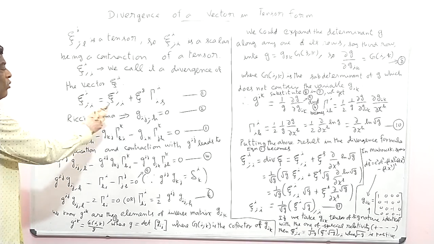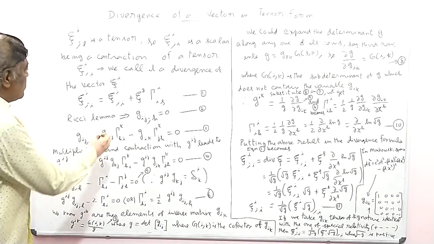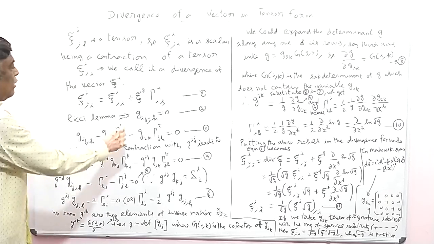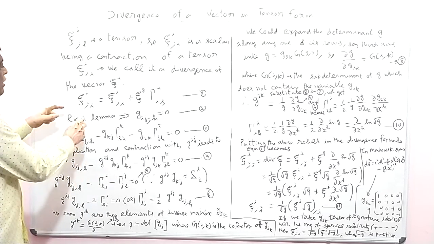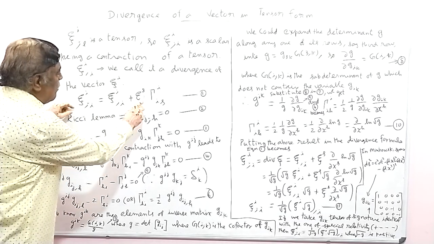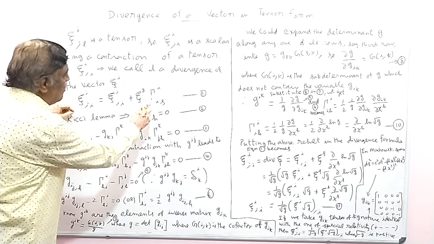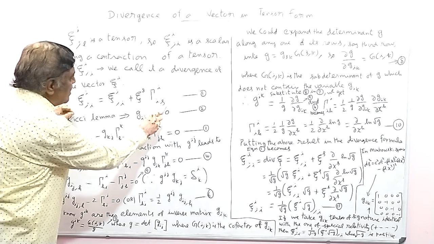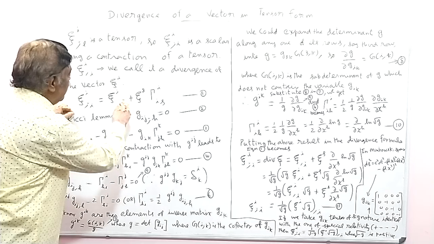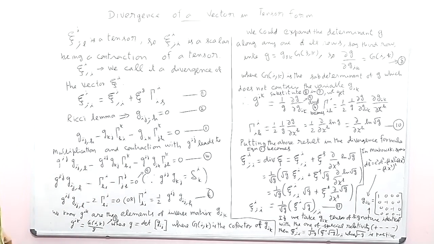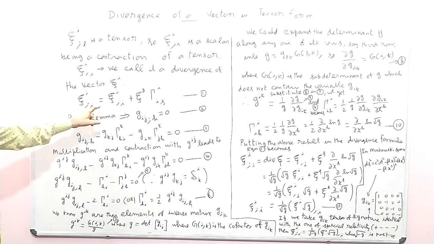So psi i semicolon i, according to the definition, first we write down the normal derivative psi i comma i plus psi s gamma, this is a dummy index s, since there is s here, there must be s here, and this is i. So using the definition of the covariant derivative, we are expressing this as equation 1.